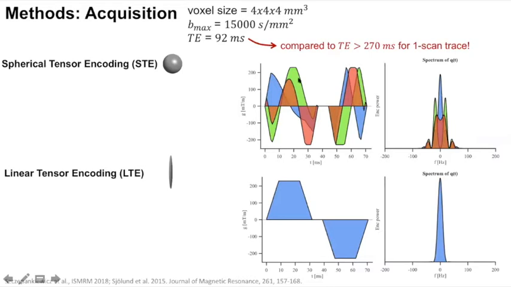These waveforms also have broader frequency spectra, which we denote here. But if there's no time dependency in the diffusion process, any spherical tensor encoding waveform at a certain B value should give you the same signal. But if there's time dependency, then of course that starts to play a role.